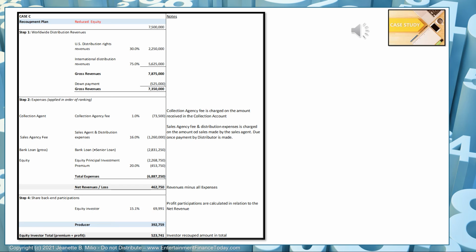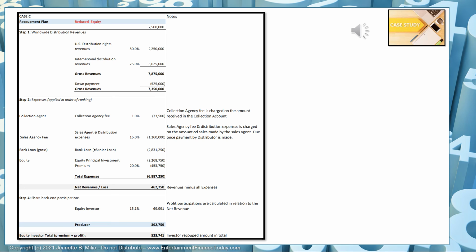But here in this scenario, we are assuming that a sales agent sold all the international rights but also the US rights. And sometimes this happens when a sales agent has good relationships with US buyers as well as international buyers. So in our case, we chose a sales agent who does have these relationships, and therefore was able to sell both US distribution rights and international distribution rights. And for the work of doing so, they're charging us 16%, which would be 16% of $7,875,000, and therefore is $1,260,000.